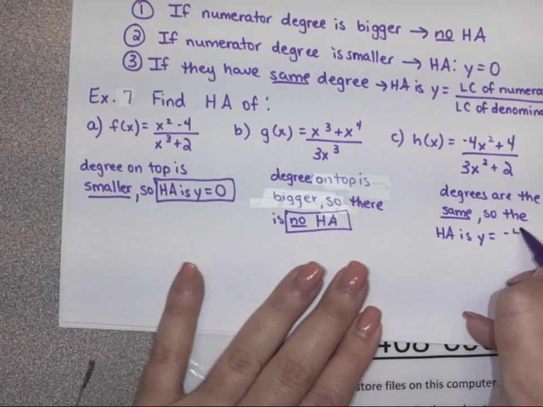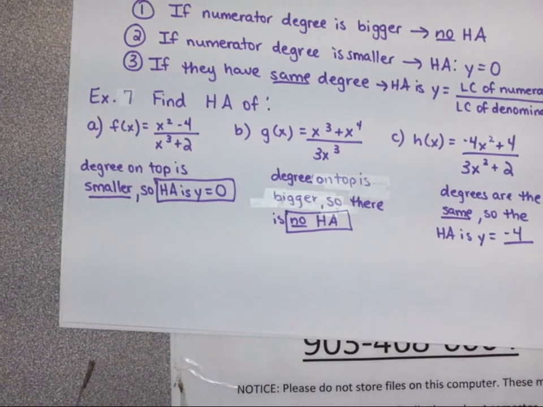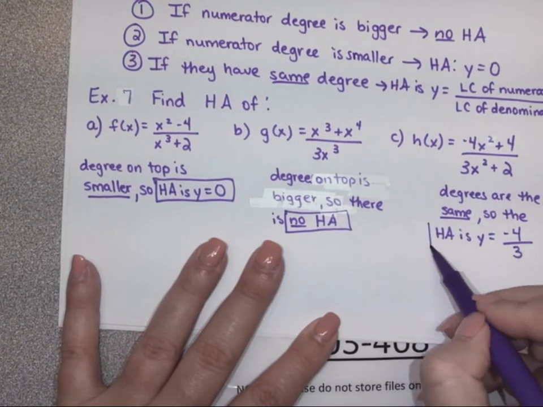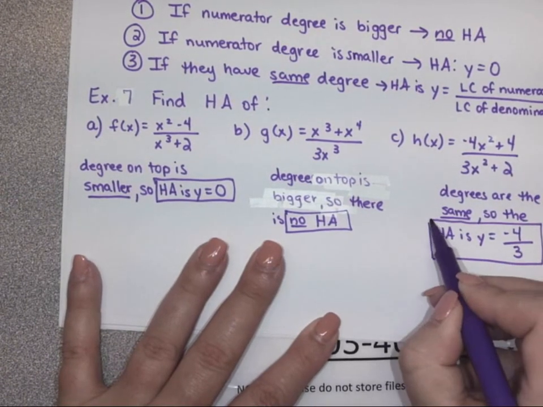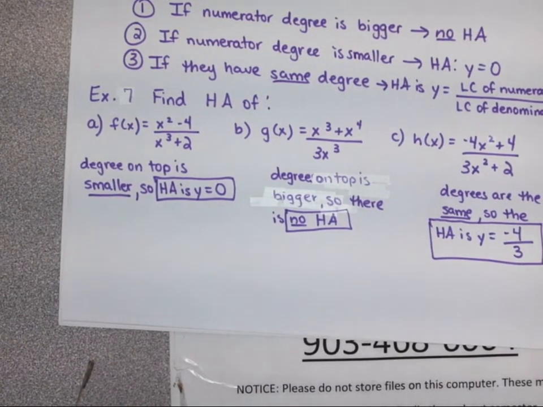-4. And what's the number in front of the highest exponent term in the bottom? 3. So we have a horizontal asymptote, and it's just equal to -4/3. In other words, there's a horizontal line at -4/3 that the graph at the ends gets close to but doesn't cross.